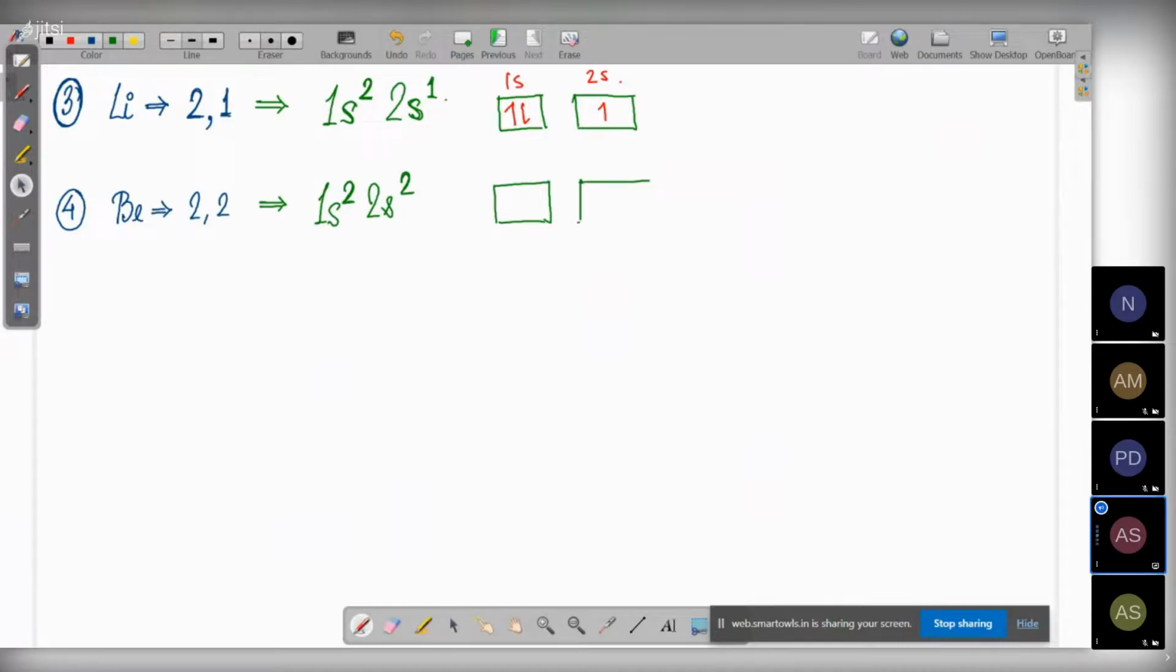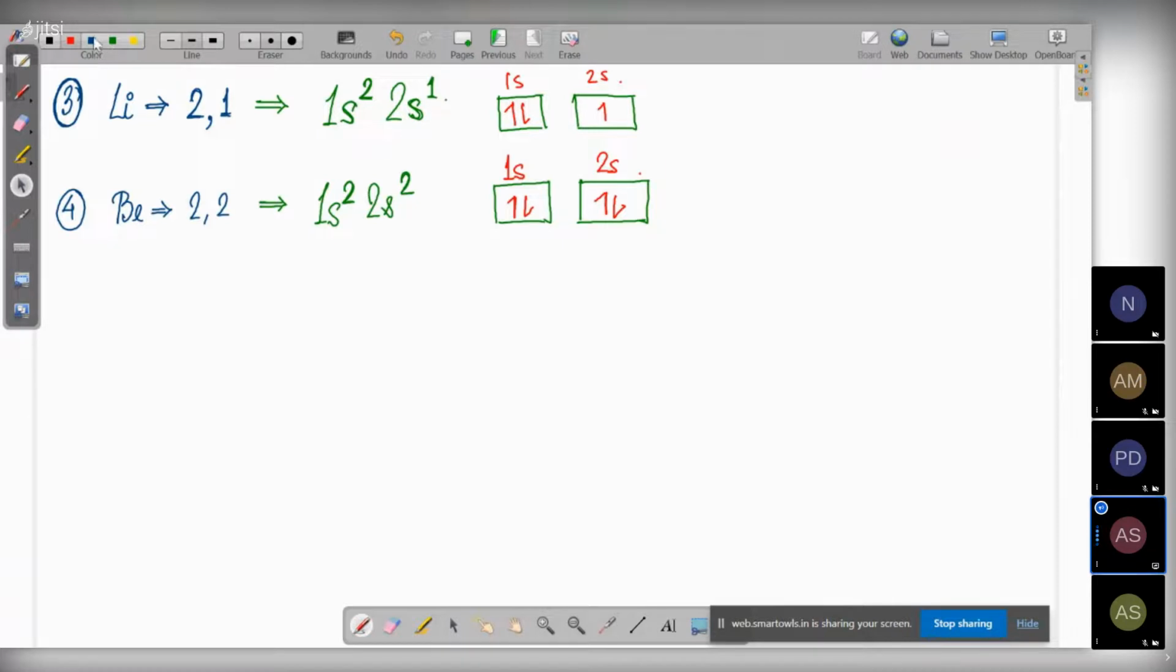If in your exam they just ask you to write the electronic configuration, there is no need to draw the box diagram. Box diagrams are for the sake of your understanding. Or if the question specifically asks you to draw a box diagram, then you obviously have to draw. But if you just write the electronic configuration, there is no need to draw the box diagrams. So beryllium is done: 1s2, 2s2.